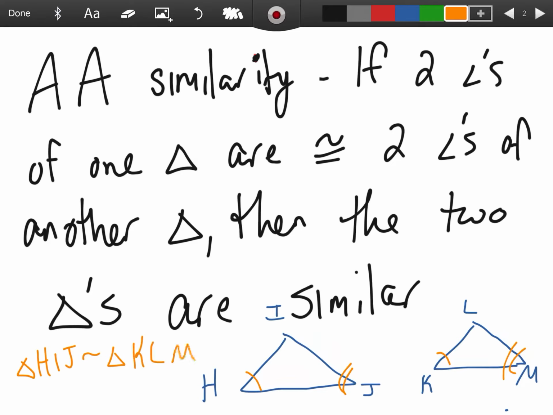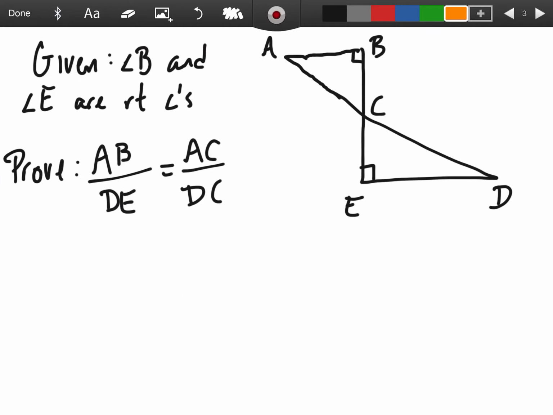All right, on this next slide, we are going to take a look at a proof. I promise you it's not too bad of one. We'll just see how we can work through this and how we are going to use AA similarity in proofs. So looking at this diagram here, we are given that angle B and angle E are both right angles. And our goal is to prove that AB over DE equals AC over DC. We might be looking at the given and at what we're trying to prove, and they seem like two totally different things. How on earth do we get from right angles to all of a sudden having sides mixed in with fractions? Well, we can note right here, this is a proportion.